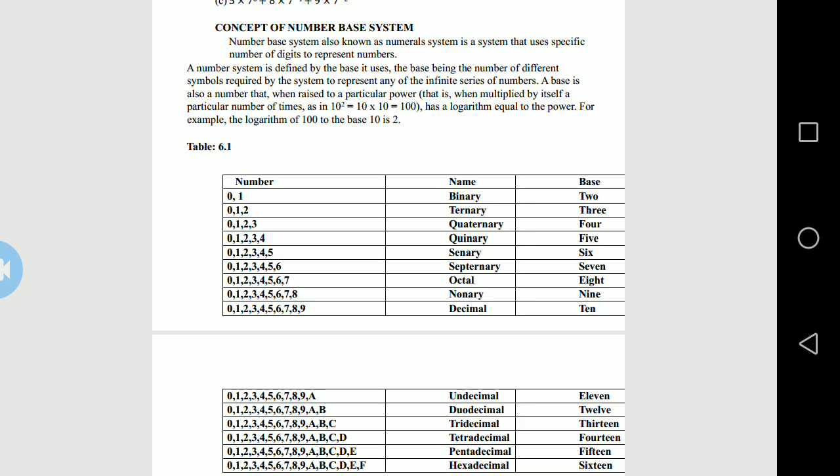Okay, we're looking at the concept of number-based system, and we're going to look at the introductory aspect, introduction to the concept of number-based system. We're going to lay the foundation of number-based system.